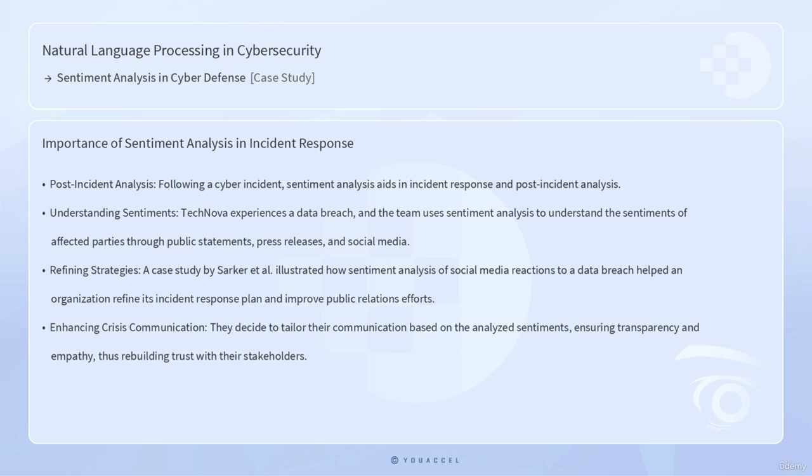Alex poses a final question. How can the team utilize these insights to enhance their crisis communication strategy? They decide to tailor their communication based on the analyzed sentiments, ensuring transparency and empathy, thus rebuilding trust with their stakeholders.